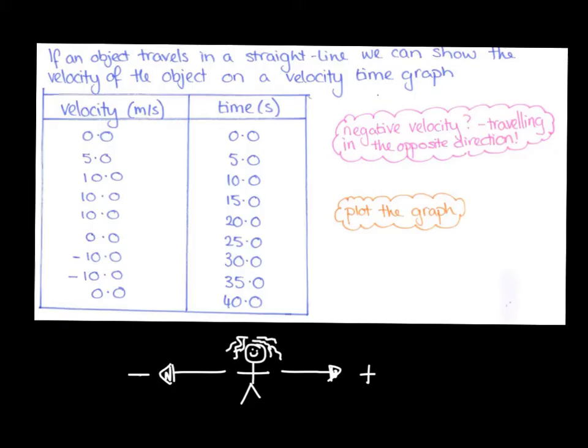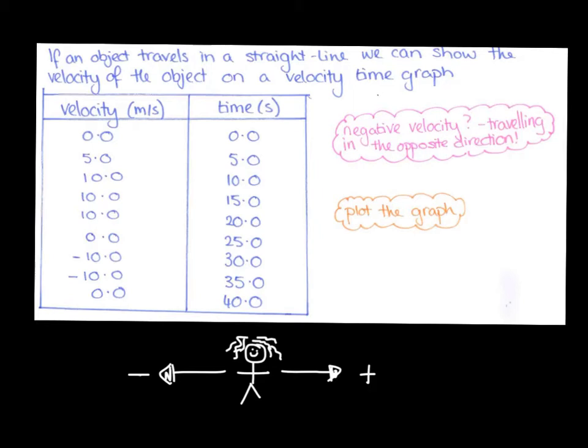So let's get a velocity time graph to work from. Let's imagine an object travelling in a straight line, and we can show the velocity of the object on a velocity time graph. Remember, velocity is a vector, it has magnitude and a direction. So you can see some of these values here have got a negative value for velocity. That's because it's travelling in the opposite direction.